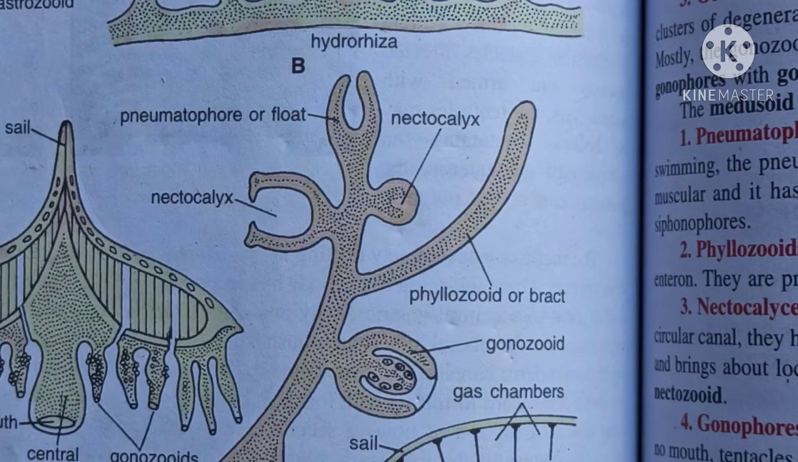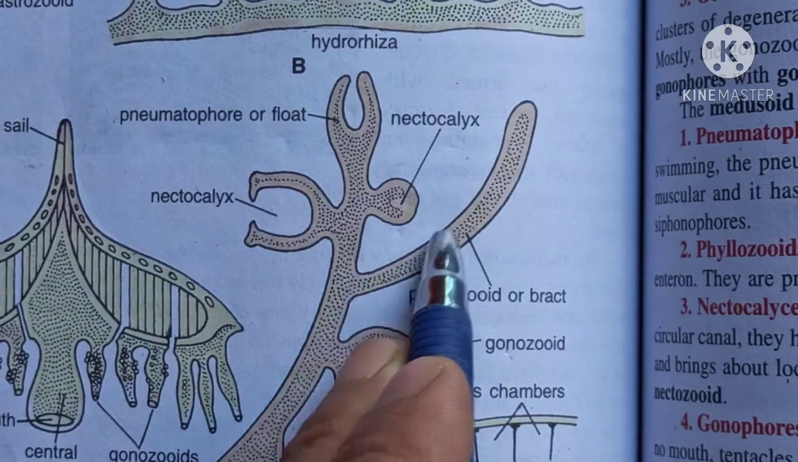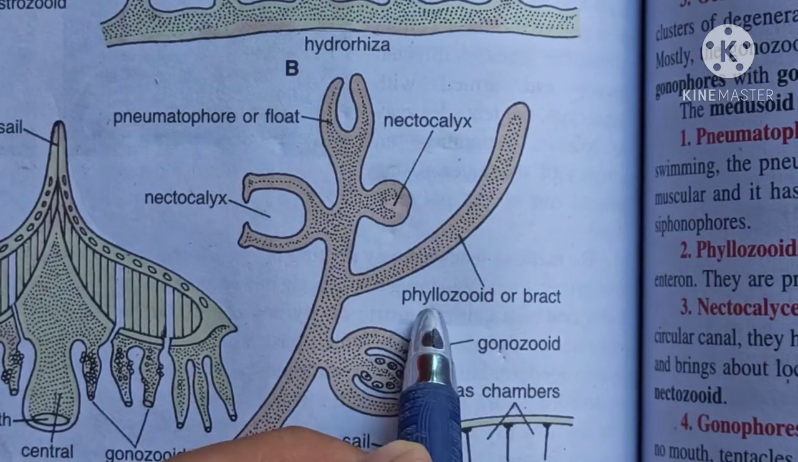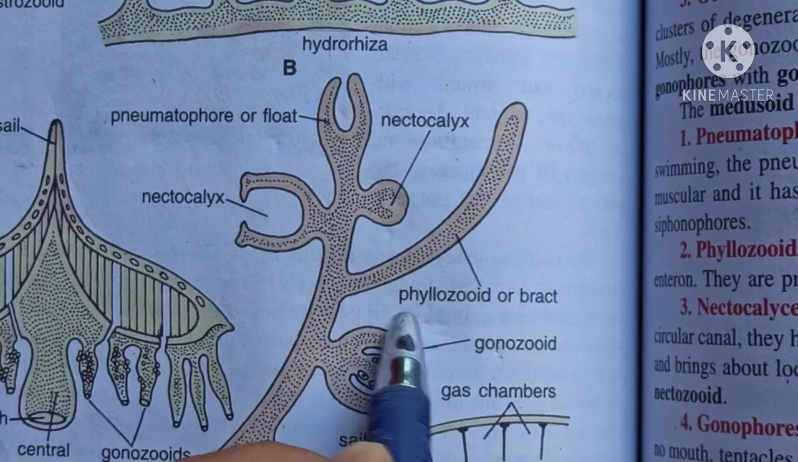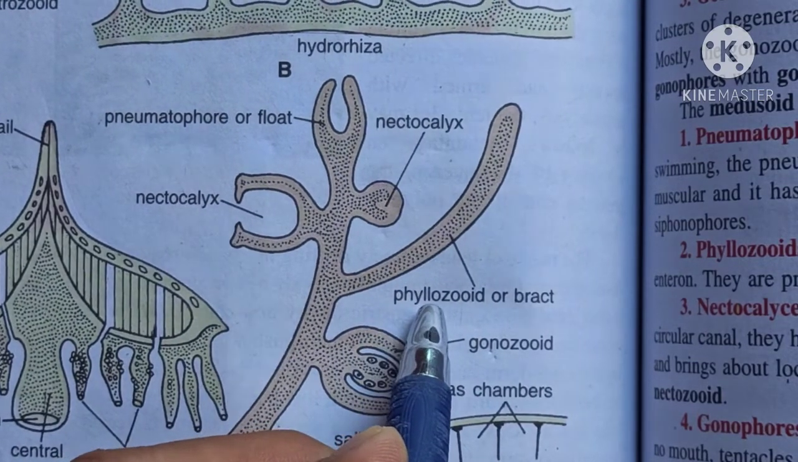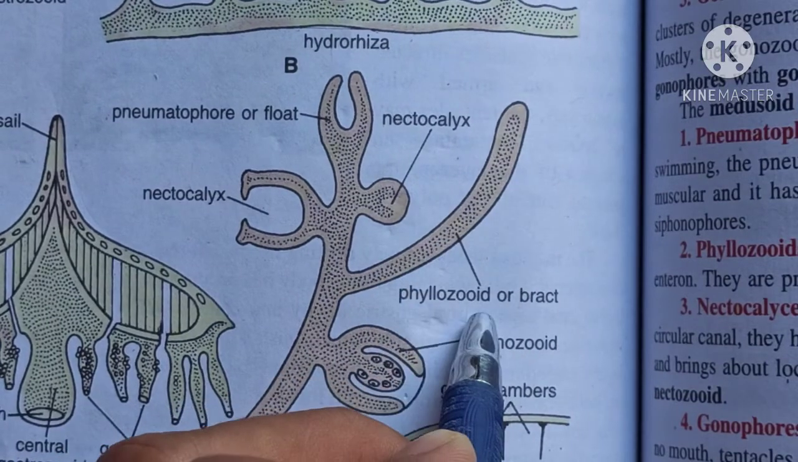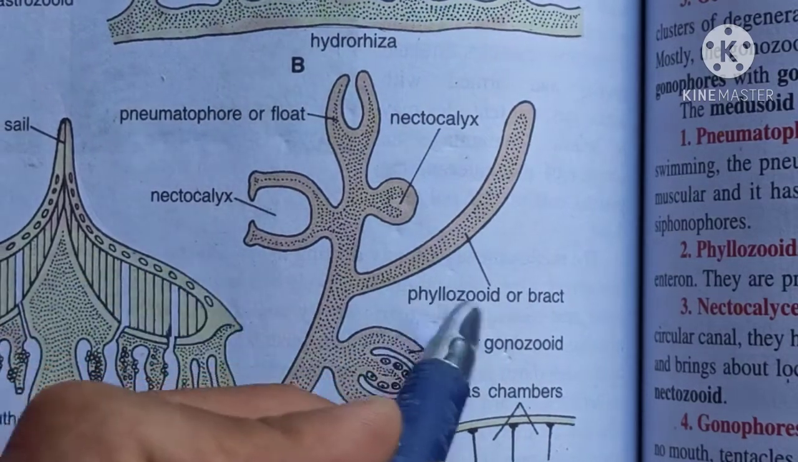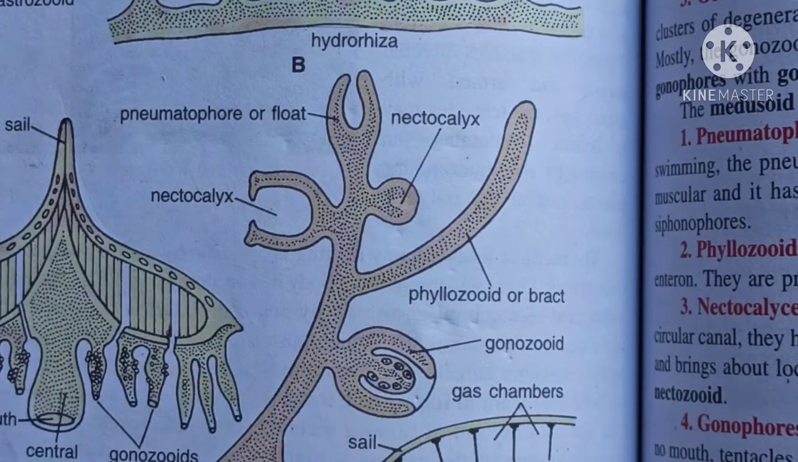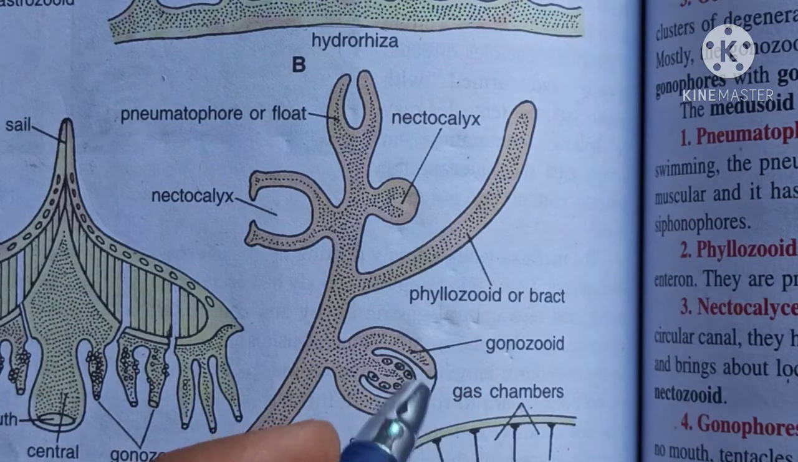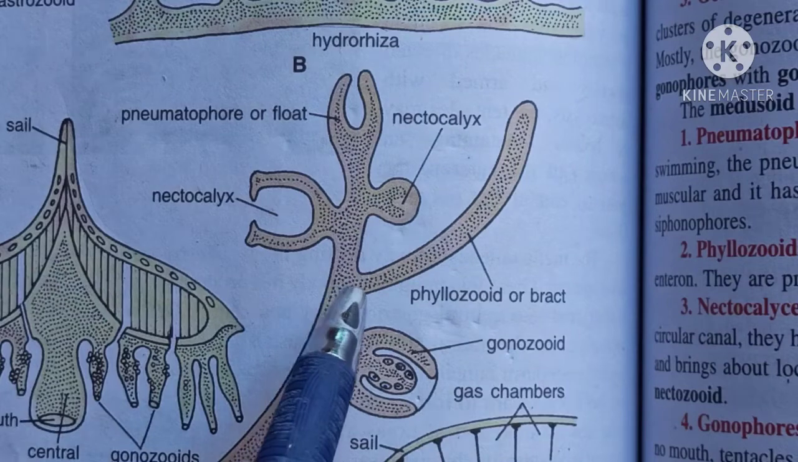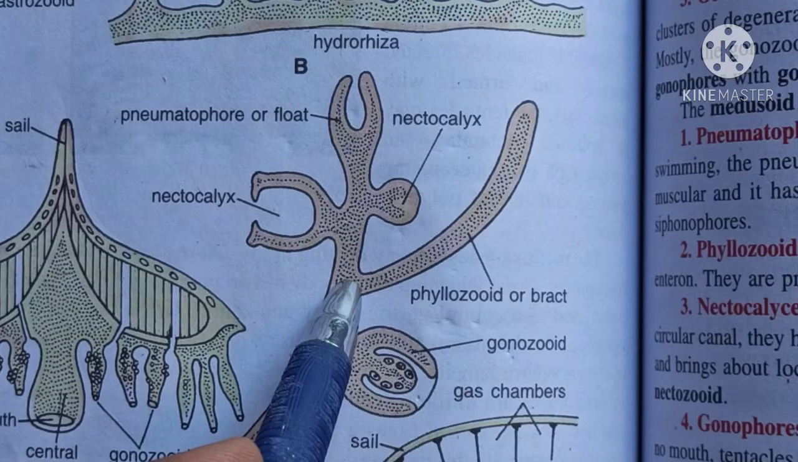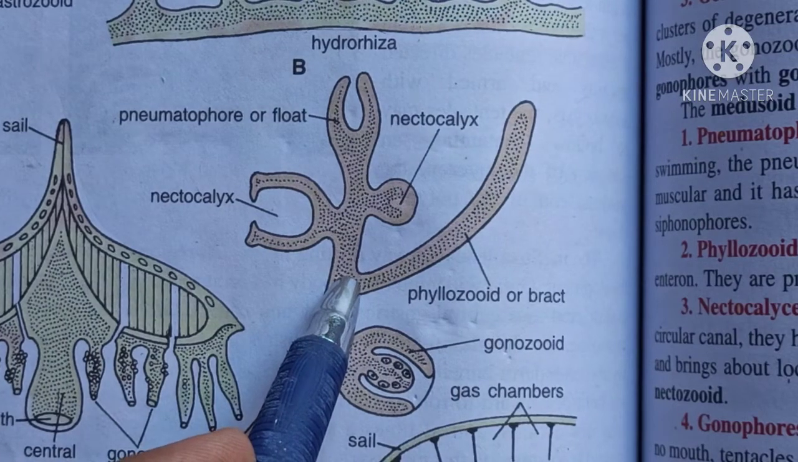Then the third one is phyllozoid. You can see that it is a leaf-like structure. Always remember, phyllos means leaf. It is a Greek word. Logically, you have to remember it is a leaf-like structure, and the function of this phyllozoid is that it helps in protection. And the one more which is not shown in this diagram is gonophore. Gonophores contain the gonads, and their important function is they produce the male and female germ cells for reproduction.